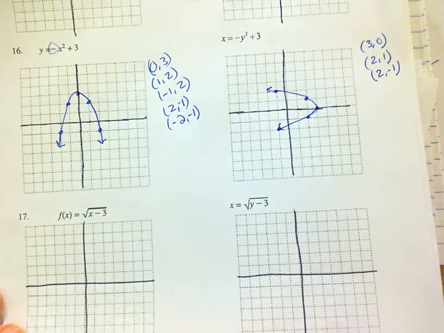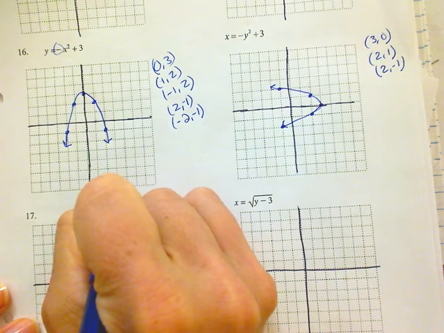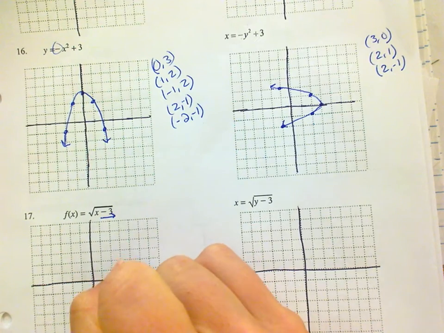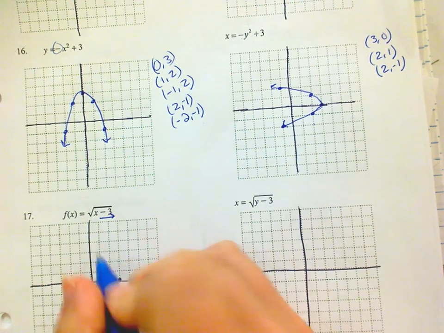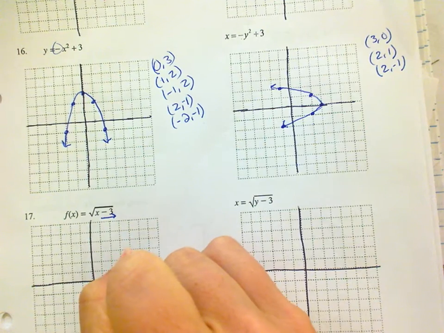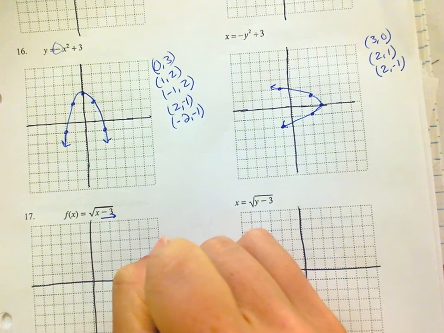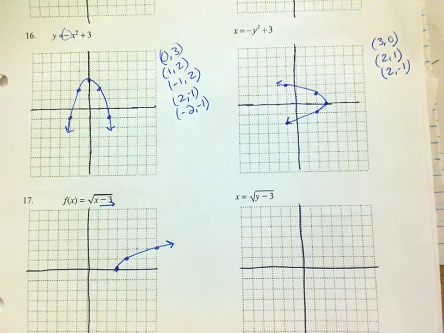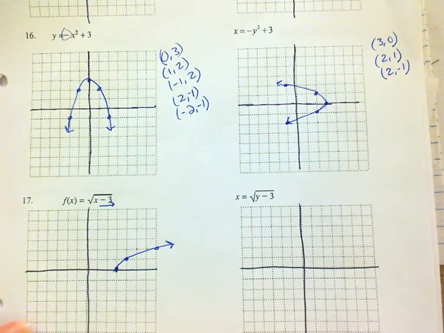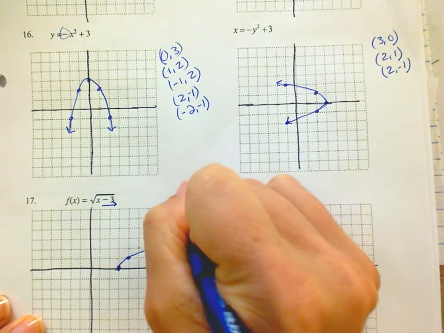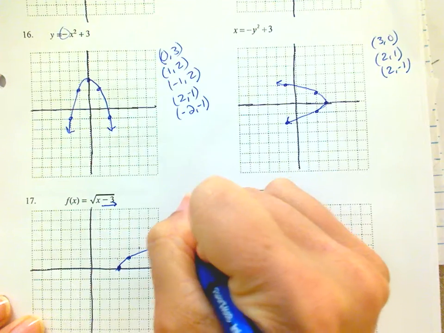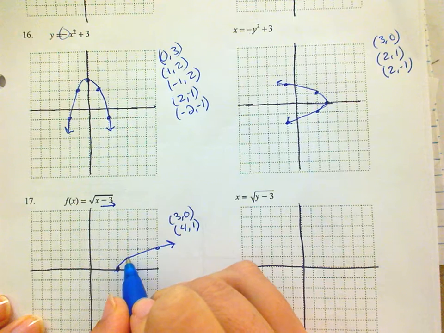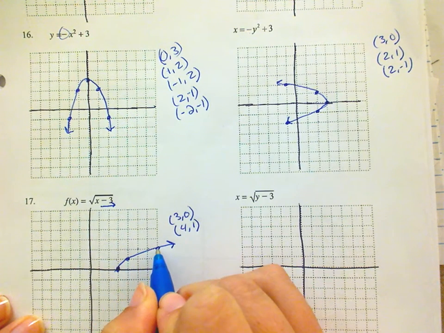Number 17 is a fishing pole that we've got to go right 3 for. So 1, 2, 3. Fishing pole is just half of a sideways parabola. Up 1 over 1, up 1 over 2, 3. We've got that. Your ordered pairs here, we start at 3, 0. We go over 1 to 4 and up 1 to 1. And then this one here, 4, 5, 6, 7, 2.